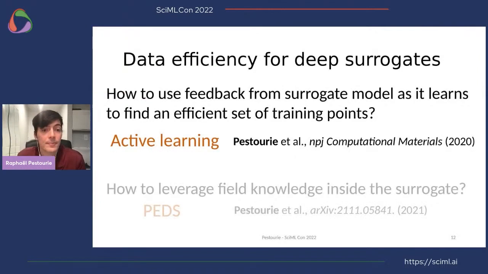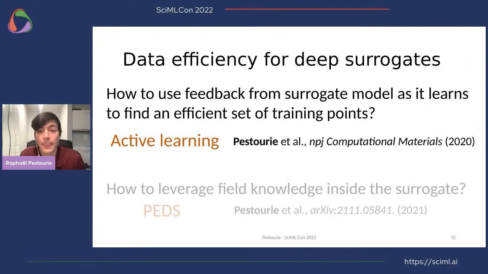So today I will focus on the topic of data efficiency, and I will start by mentioning briefly an active learning algorithm which I published a couple years ago and I'm currently expanding, coded in Julia with Ranjan and Antaraman. And the question for this type of project is, how can we use feedback from the surrogate model as it learns to find an efficient set of training points?